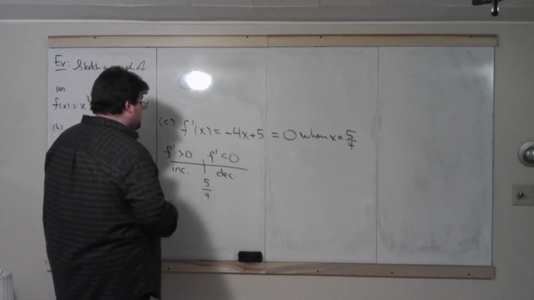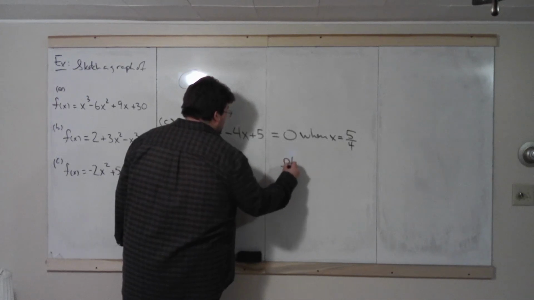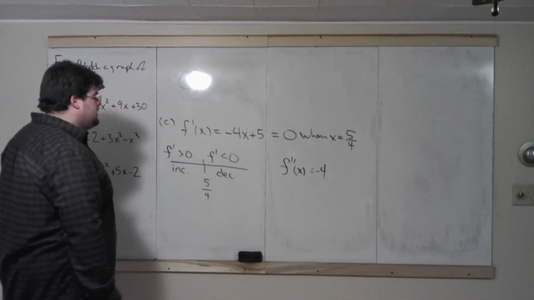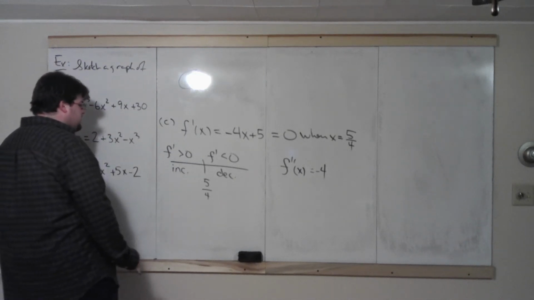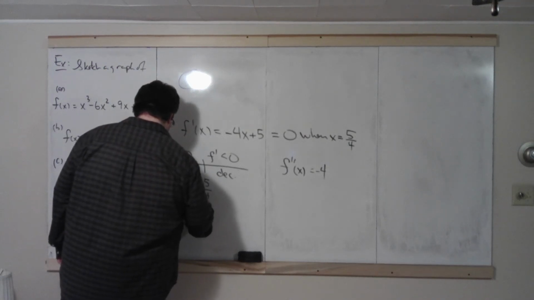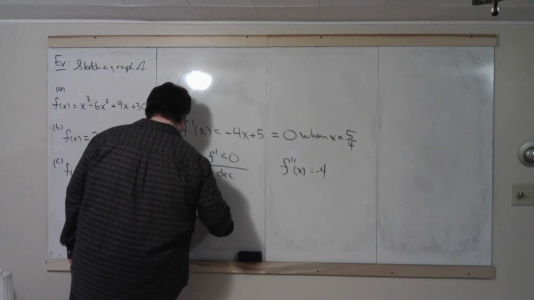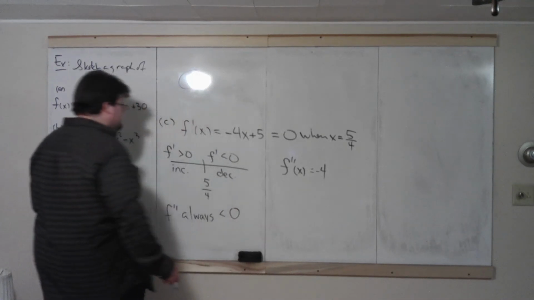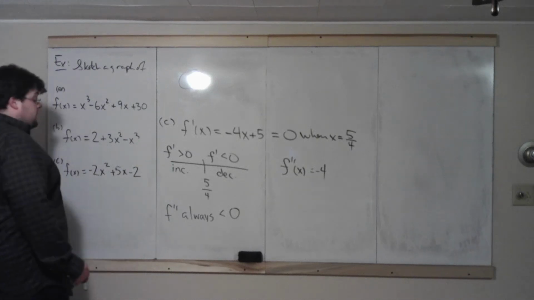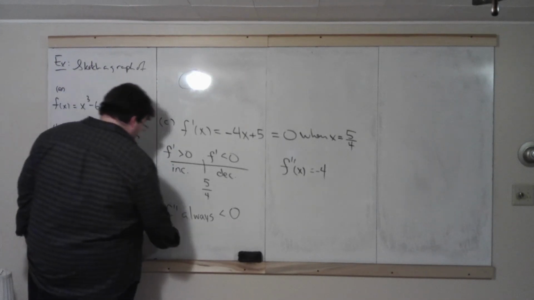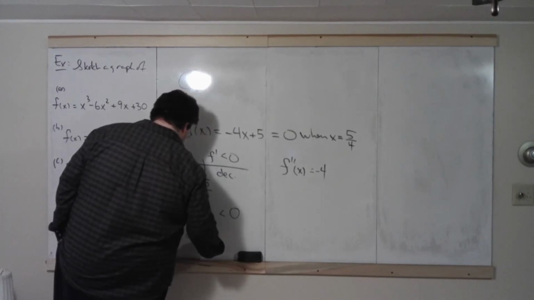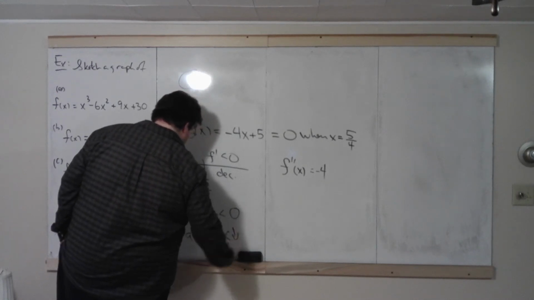So the function is increasing over here, and it's decreasing over there. Let's do the same thing with the second derivative. But here, notice, the second derivative is negative 4. What does that tell us? The second derivative is always negative, so we have less than 0. But since the second derivative is always negative, we can conclude that f is always concave down.